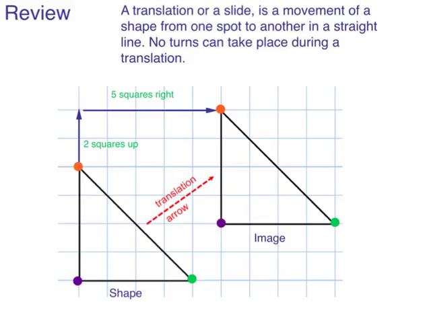Another easy way to do a translation is to take a piece of paper, trace the original shape on that piece of paper, slide the entire thing over, and then retrace it again in its new position.